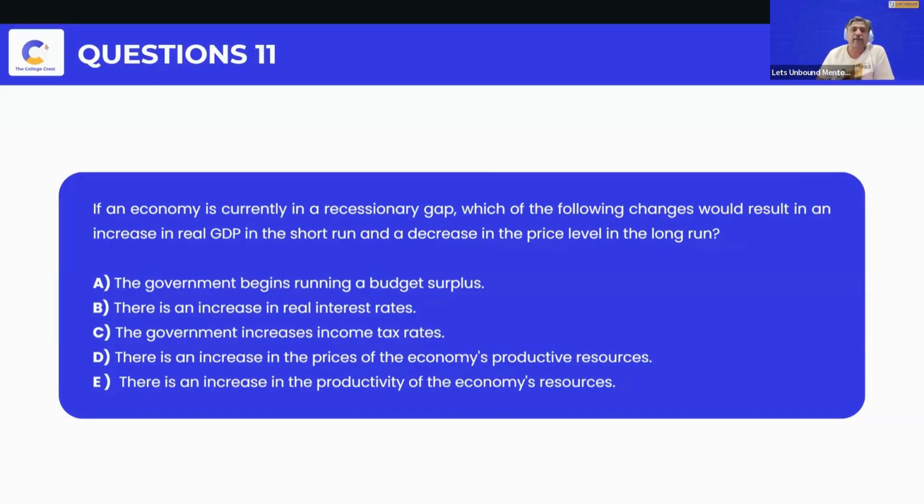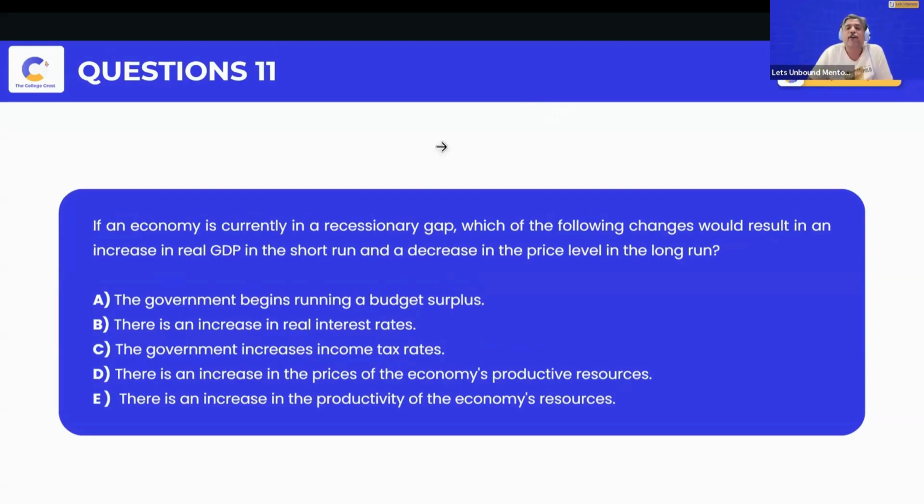If an economy is currently in a recessionary gap, which of the following changes would result in an increase in real GDP in the short run and a decrease in the price level in the long run? They are mentioning a hypothetical situation where a country is currently going through recession. So obviously government interventions would be targeted at increasing the pace of growth, increasing the real GDP. So what can the government do here, or what policies would result?